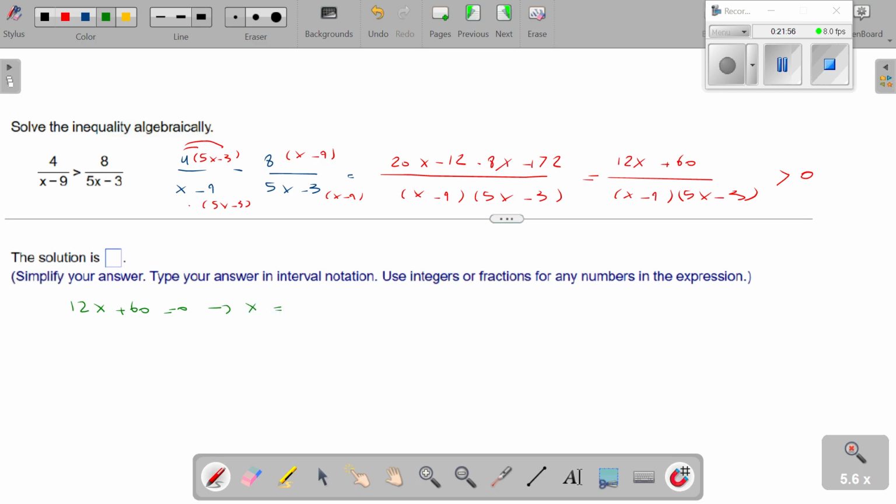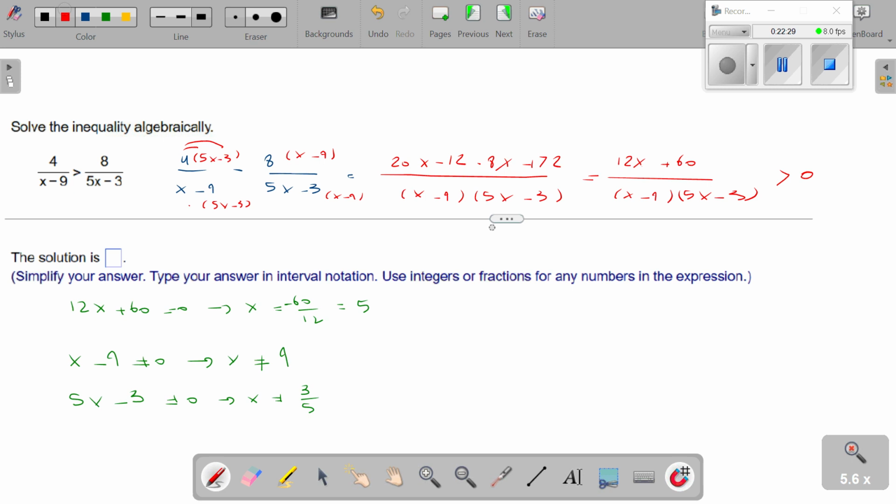And x is negative 60 over 12, which is negative 5. And then the denominator should be not equal to 0, because if the denominator is 0, the fraction is undefined. So x minus 9 is not equal to 0, and x is not equal to 9. Next one, 5x minus 3 not equal to 0. So x should be not equal to 3 over 5.